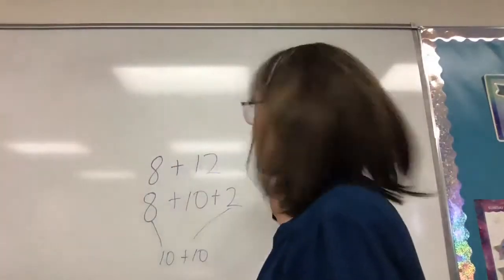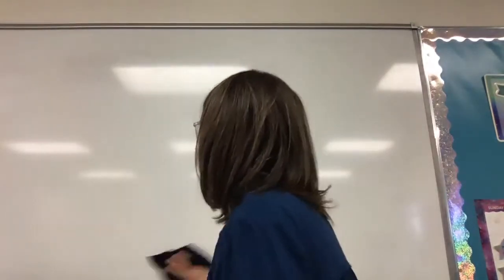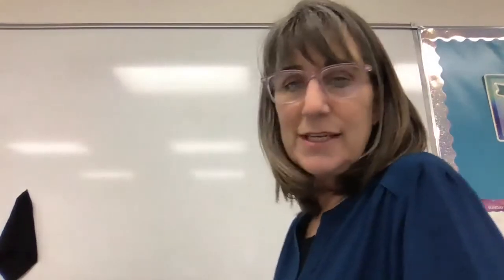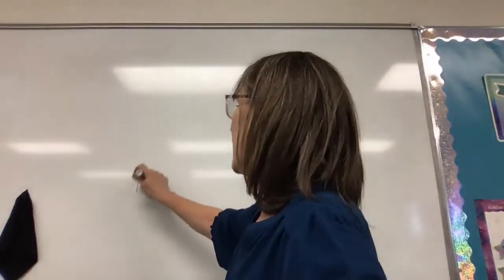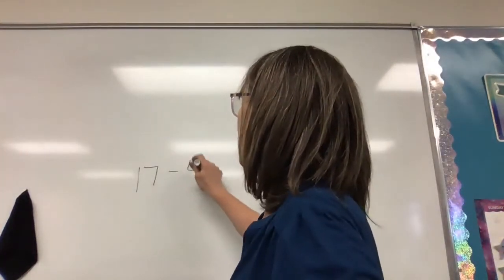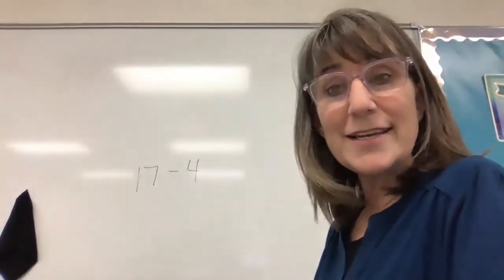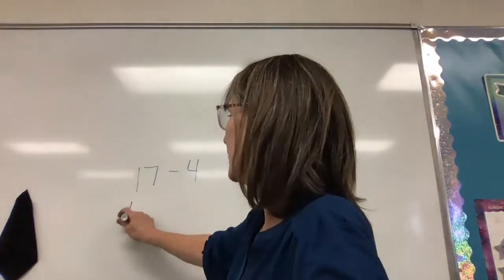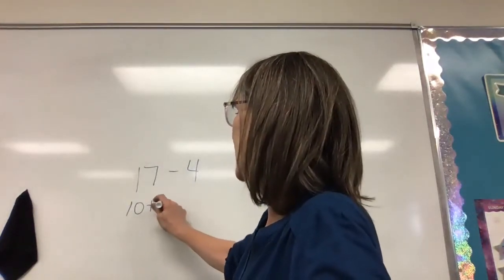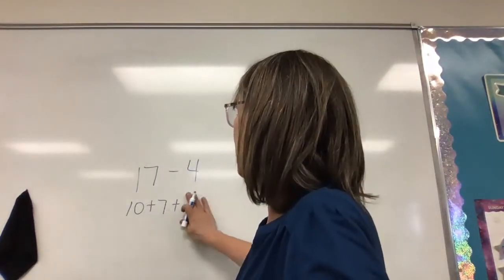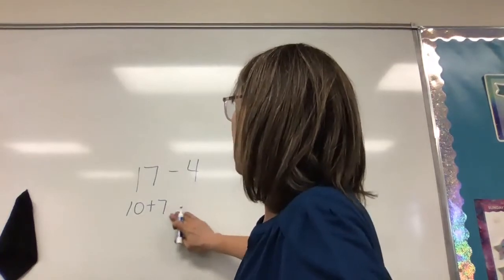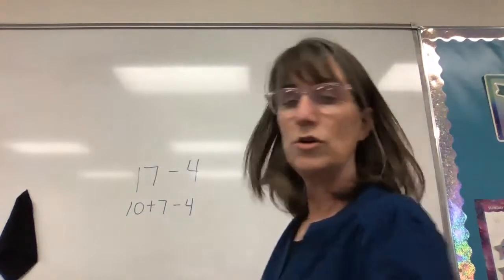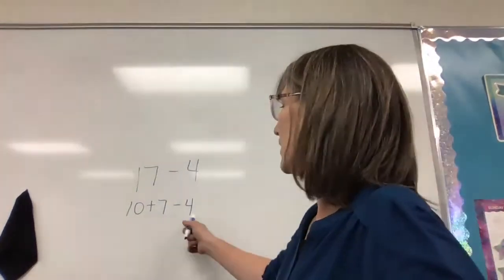Okay, now we're going to do some subtraction problems, and we're still going to be looking for 10s. That's our big clue, right? 17 minus 4. Well, I know that 17 is the same as 1 10 and 7, right? Let's break it down like that: 10 plus 7. And then we're going to subtract 4. So our new equation right here is actually 7 minus 4.